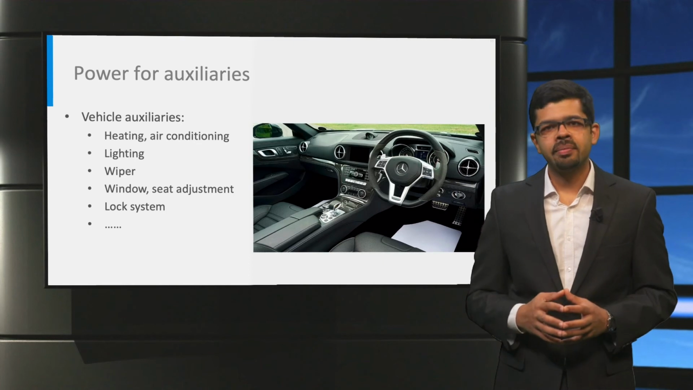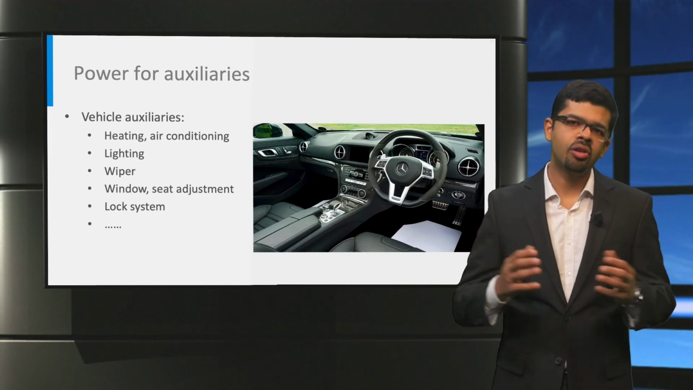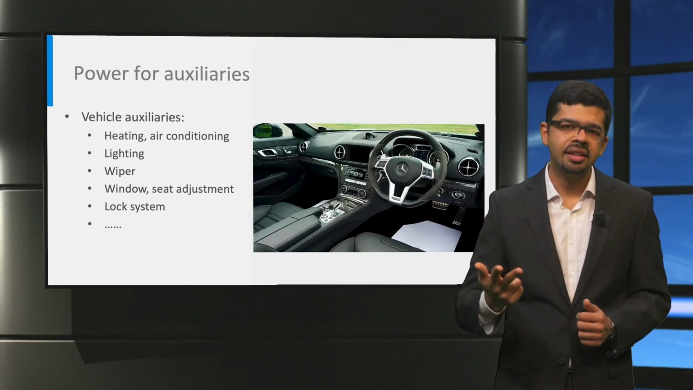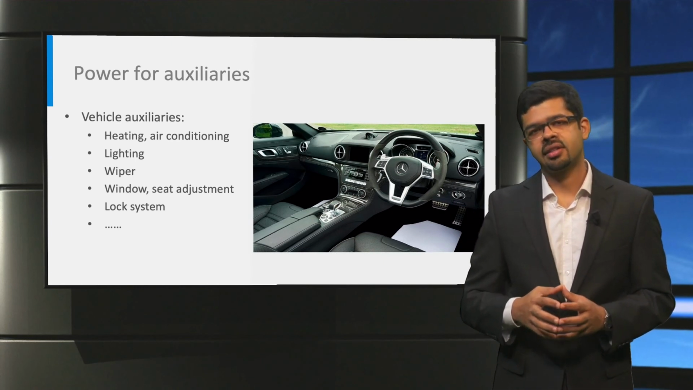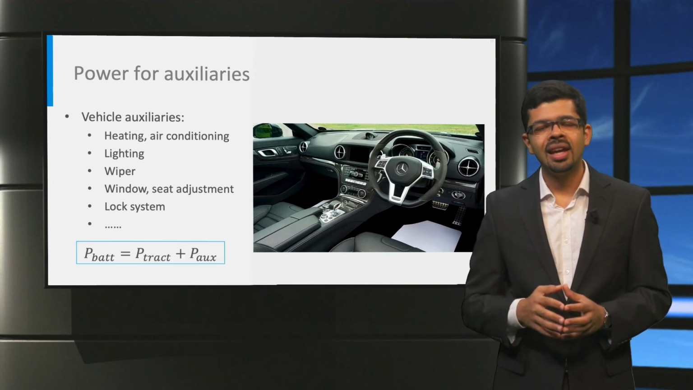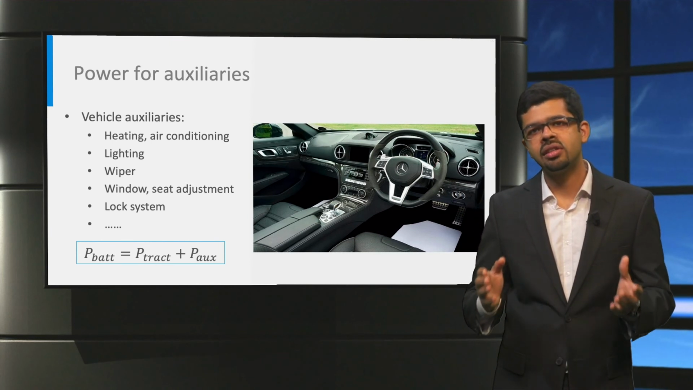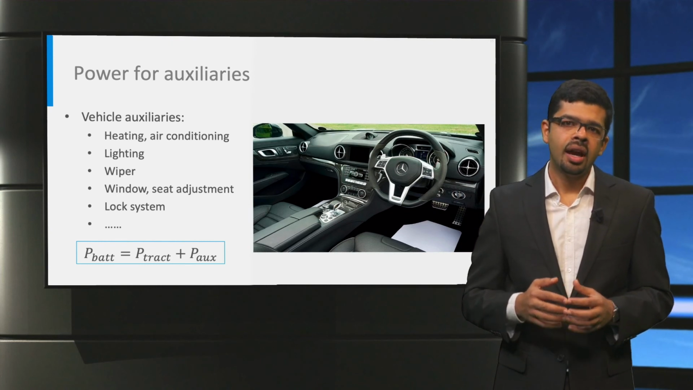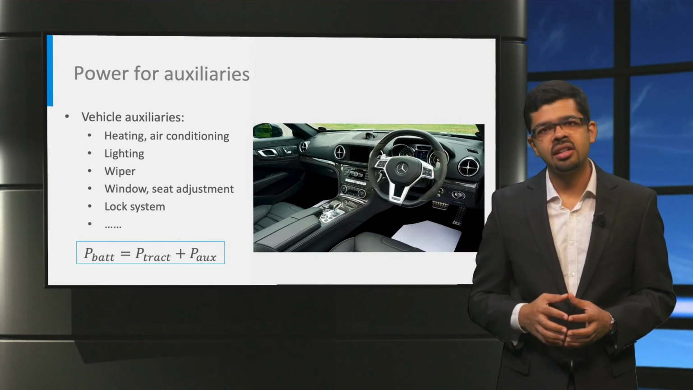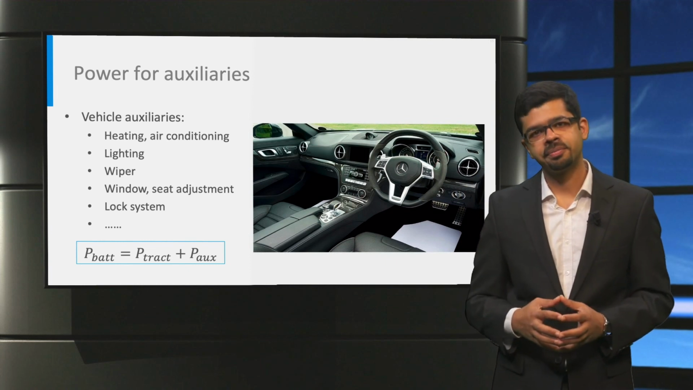Besides the traction force, the electric vehicle battery also provides the power for several vehicle auxiliaries. This can be the heating, the air conditioning, the lighting, the car wiper, etc. Hence, the net power delivered by the traction battery, P-bat, is the sum of the traction power, P-tract, that we saw earlier and the auxiliary power, P-aux. At times, the auxiliary power for heating, ventilation or air conditioning can be quite significant when compared to the power required for driving.